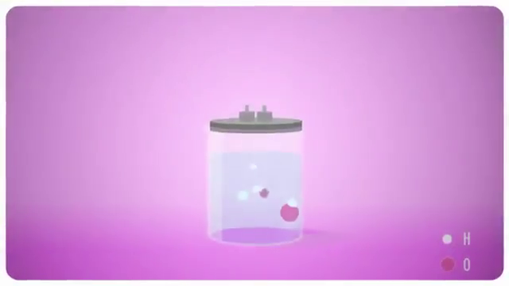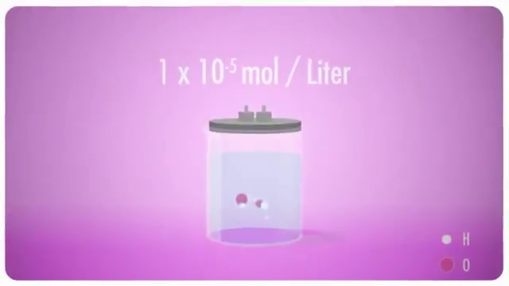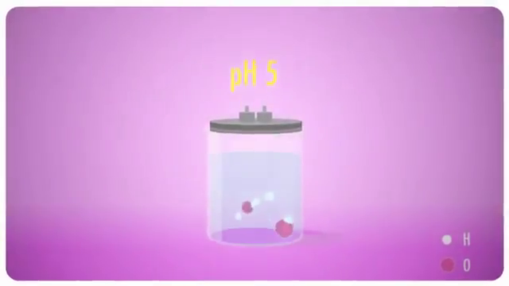At any given moment, there will be a certain number of hydrogen ions in solution. A very small number. The concentration will be a number like 1 times 10 to the negative 5th moles per liter. That negative 5 is your base 10 logarithm. Take the negative of that and you get the pH: 5.